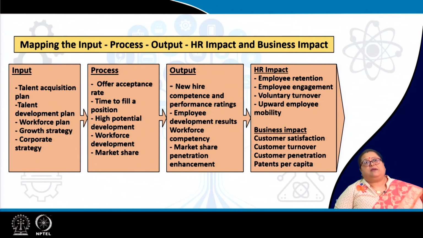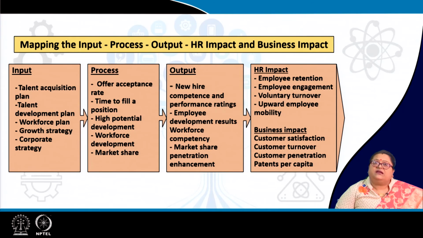So here we have tried to map out the input, process, output, HR impact and business impact. In the input, it is talent acquisition plan, talent development plan, workforce plan, growth strategy, corporate strategy. In the process, it is offer acceptance rate, time to fill a position, high potential development, workforce development, market share. Output is new hire competence and performance ratings, employee development results, workforce competency, market share penetration enhancement.